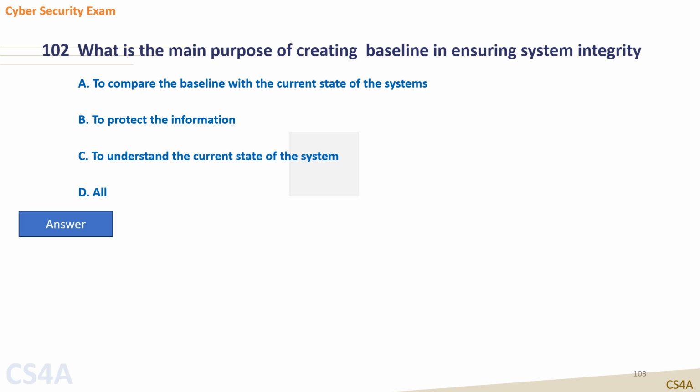So here the question is, what is the main purpose of creating a baseline in ensuring system integrity? The keyword is main purpose. Okay, we'll see the options. To compare the baseline with the current state of the system. That may be correct. To protect the information, yeah. To understand the current state of the system. So out of the three, the main purpose of creating a baseline is to compare the baseline with the current state of the system to find the deviation. So the answer is A.